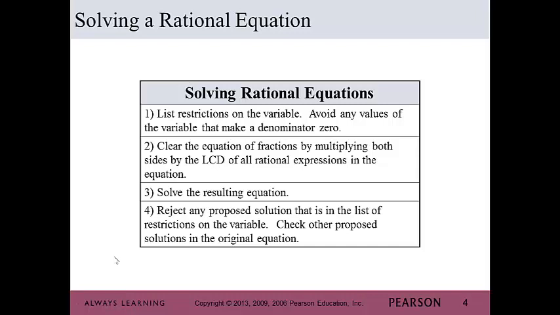Step 1, start by listing the restrictions on the variable. Avoid any values of the variable that make a denominator 0. Step 2, you want to clear the fractions by multiplying both sides by the least common denominator of all the rational expressions in the equation. Step 3, you're going to solve the resulting equation. This equation will not contain fractions. And then step 4, reject any proposed solution that is in the list of restrictions on the variable. Check other proposed solutions in the original equation.